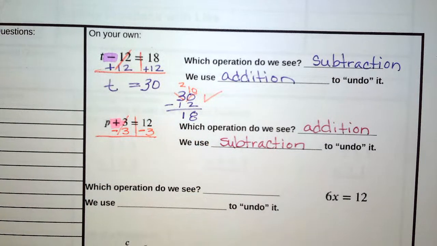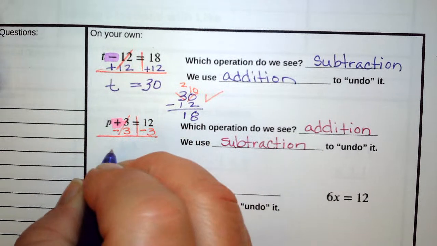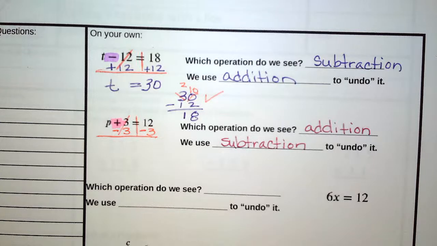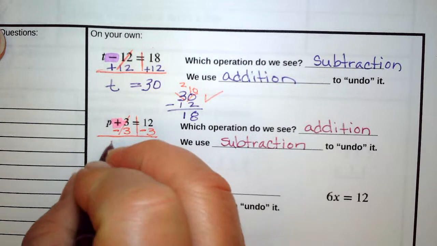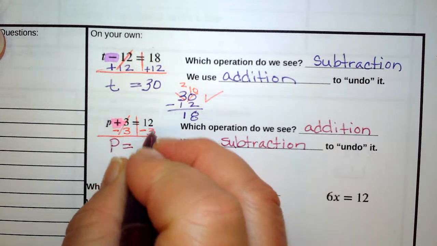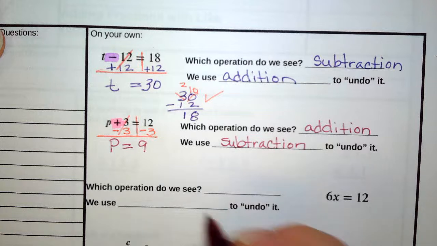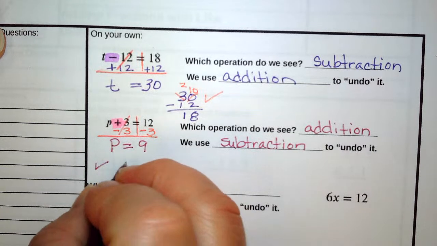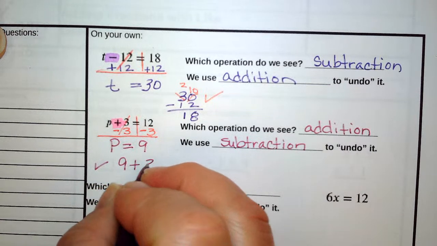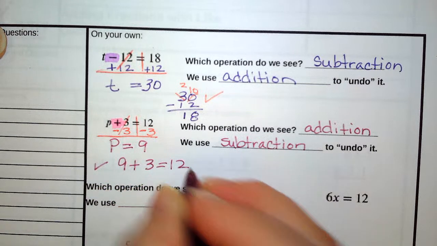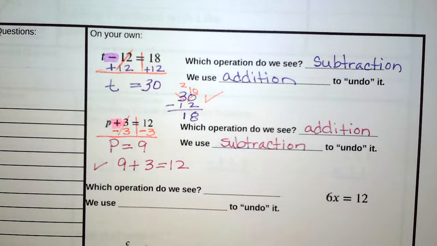3 plus negative 3 is 0. P is equal to 12 minus 3 is 9. To check, 9 plus 3 is equal to 12. I do have the correct answer.